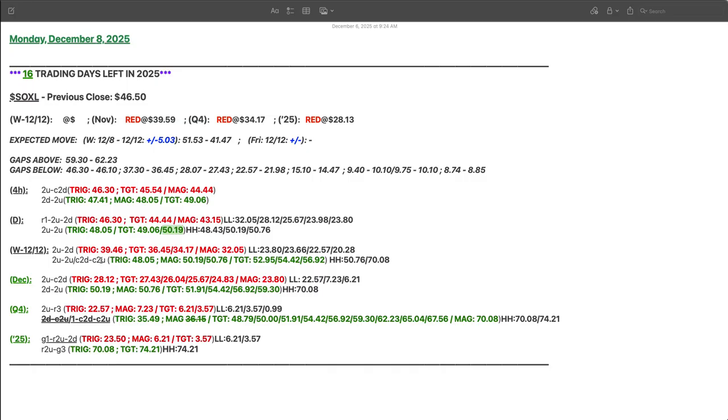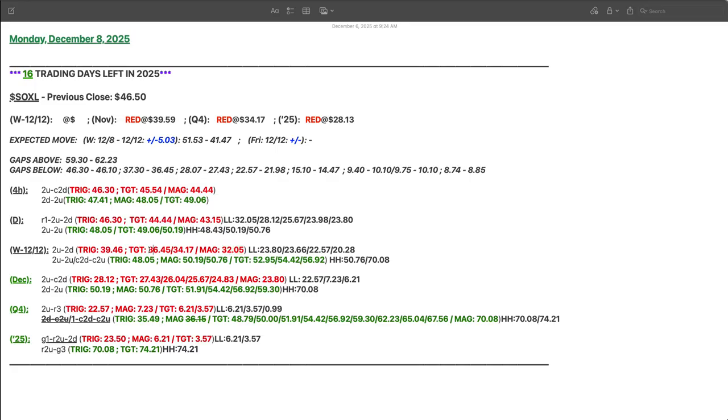Right now on the week chart, we have a situation where we could have a 2 up, 2 down. If we do get that, it would trigger at 39.46. So we still got to pull back quite a ways before that would trigger. And the magnitude for that move is pretty large. Again, in the face of an uptrend, the magnitude is 32.05.